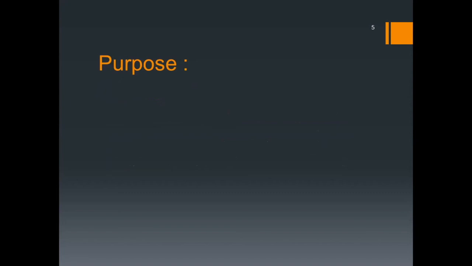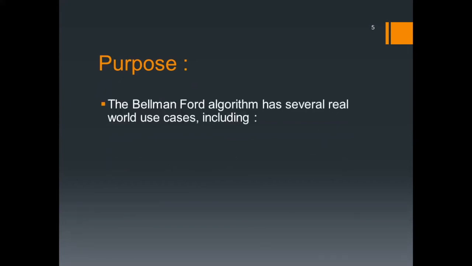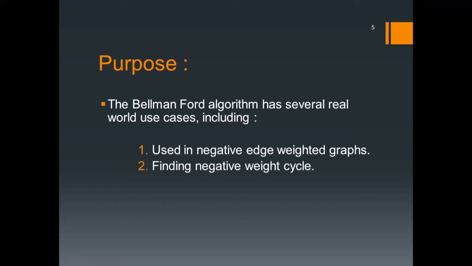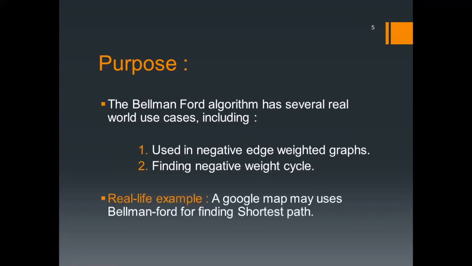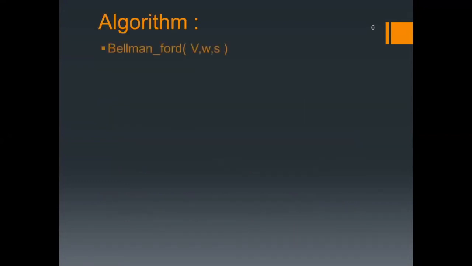Why should we use this algorithm, or what type of problem can be solved using this algorithm? So let's see. The Bellman-Ford algorithm has several real-world use cases. It's especially used in graphs that have negative edge weights, and for finding negative weight cycles. And now we can see an example, and that is Google Maps. Google Maps may use Bellman-Ford for finding the shortest path.